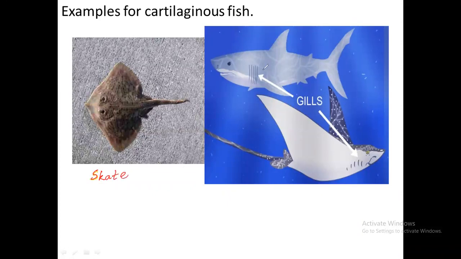Cartilaginous fish. Another example for cartilaginous fish, this is a skate, and this one here is the shark. Shark. This is also a skate. Right? You look and see who that is. Shark. What are the skate and shark fish? Cartilaginous fish.